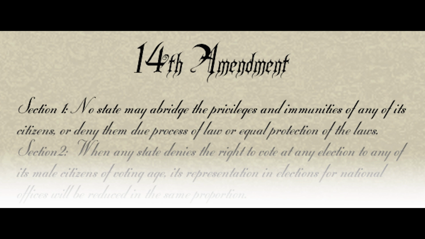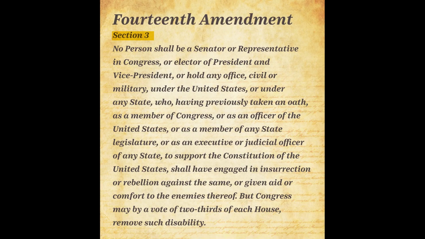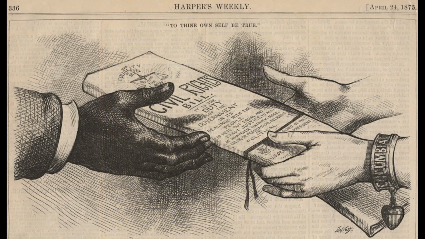The amendment consists of 5 sections, but its most impactful provisions are found in Section 1, which guarantees birthright citizenship, due process, and equal protection. This section has been the foundation for numerous legal battles concerning civil rights, immigration, and discrimination. Another key provision, Section 2, addressed voting rights by penalizing states that denied the vote to male citizens. However, the amendment did not yet extend voting rights to women, leading to the later push for the 19th Amendment, 1920, which granted women the right to vote.